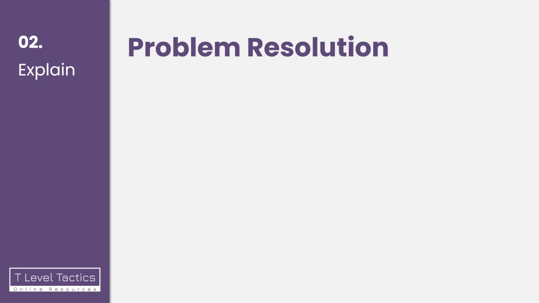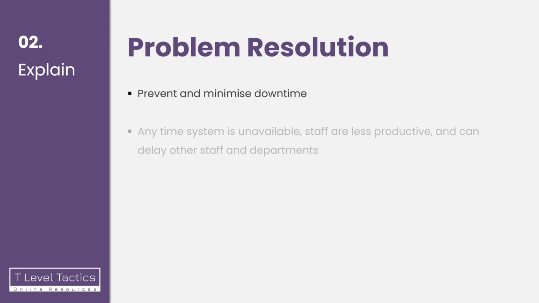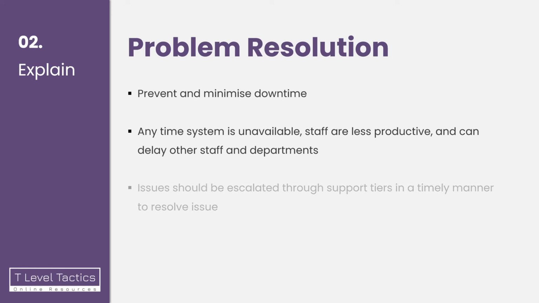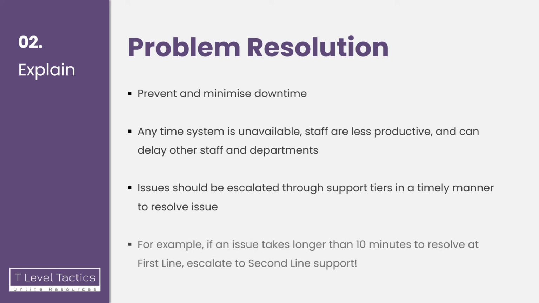Now, all of this is designed to prevent and minimize downtime. We've mentioned that before, but downtime is any time that a system is unavailable, where staff will be less productive and potentially delay the work of other staff and departments in the organization. All issues should be escalated through the support tiers in a timely manner to make sure they're resolved quickly and effectively. So, for example, if an issue takes longer than 10 minutes to resolve at first line, that could be an indicator where it needs to be escalated to second line support for someone with more knowledge to have a go at it and resolve the issue.